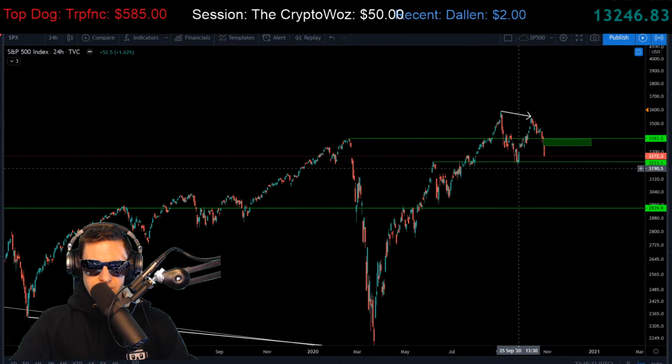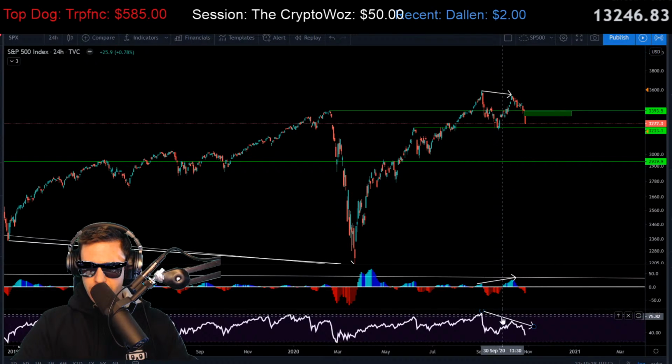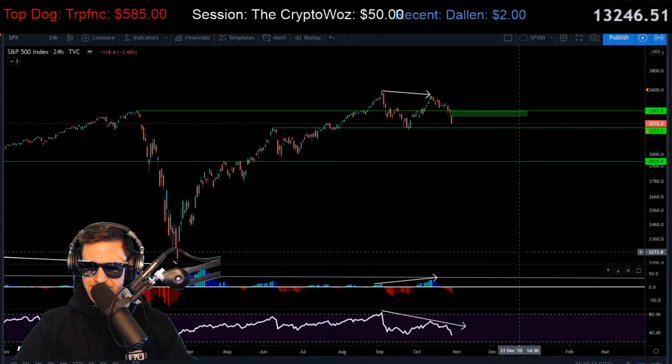Man, that's looking ugly on that S&P. Definitely looking for that 3,200 zone. We also spotted this bearish divergence on our highs. Looks like it is playing out.